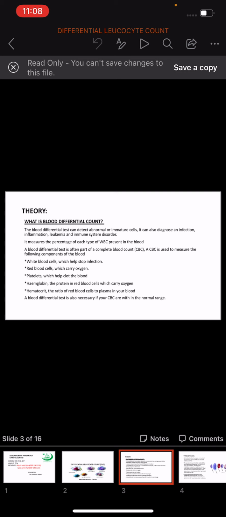A CBC is used to measure the following components of the blood: white blood cells, which help to stop infection; red blood cells, which carry oxygen; platelets, which help clot the blood; hemoglobin, the protein in red blood cells which carries oxygen; and hematocrit, the ratio of red blood cells to plasma in your blood. A blood differential test is also necessary if your CBC is within the normal range.